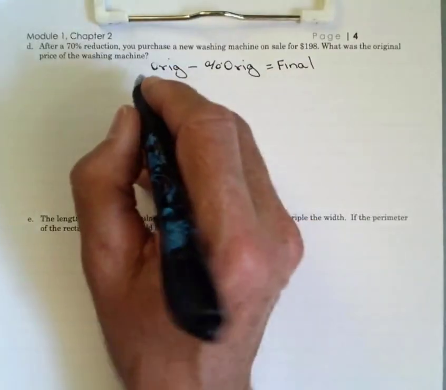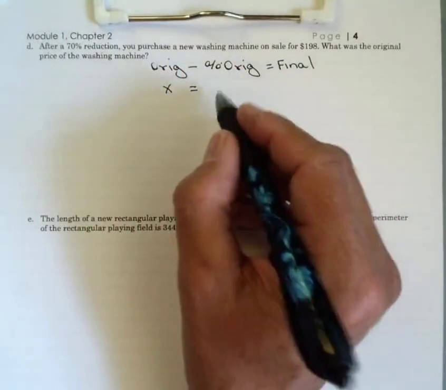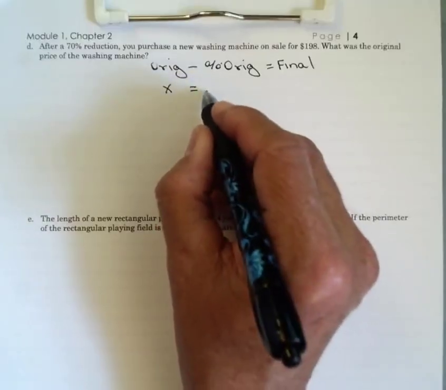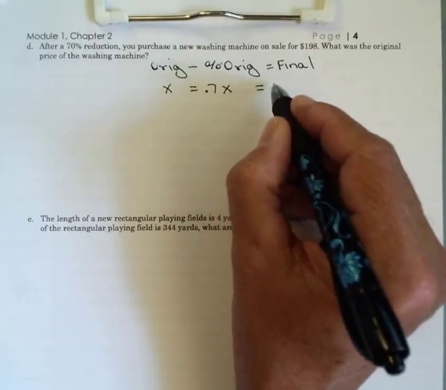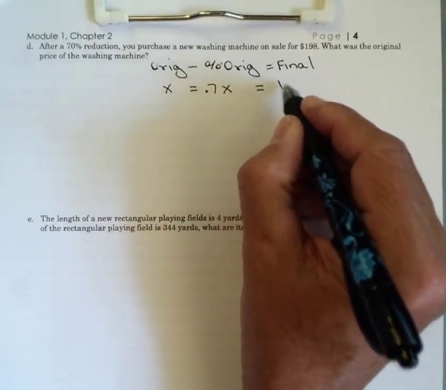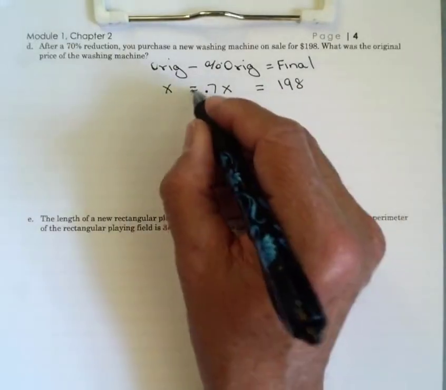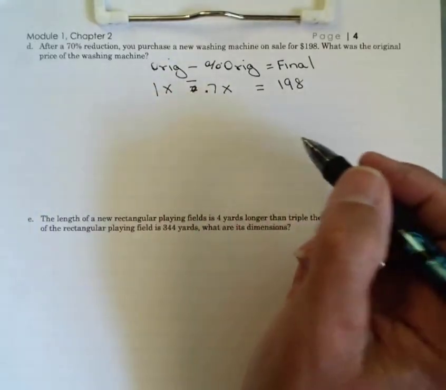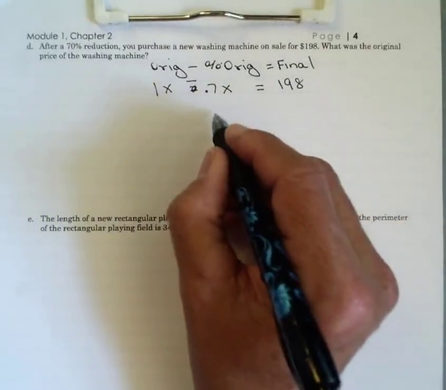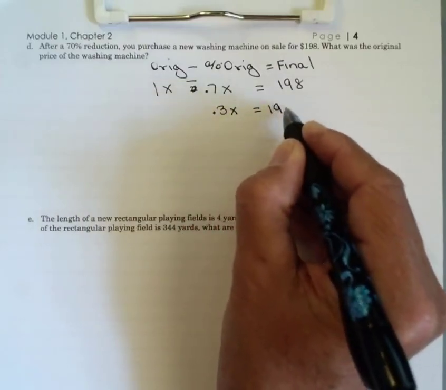All right, so I've got the original amount that I don't know, once again, but I do know the decrease percentage is 70%, which is 0.7 times that original amount, which is X. And I know the final amount was $198. What was the original amount in this thing? Oh, that's supposed to be minus, sorry. So I've got 1 minus 0.7, don't I? 1 minus 0.7 is 0.3X is equal to 198.